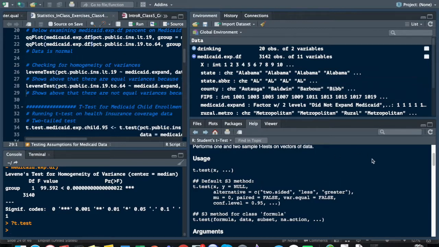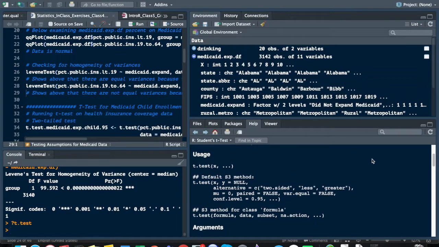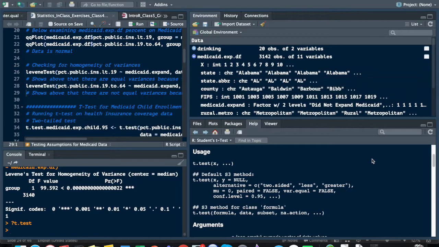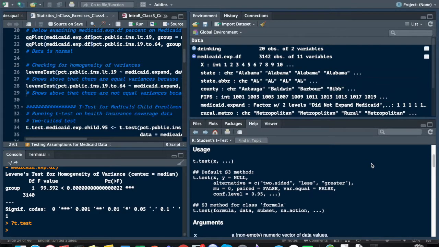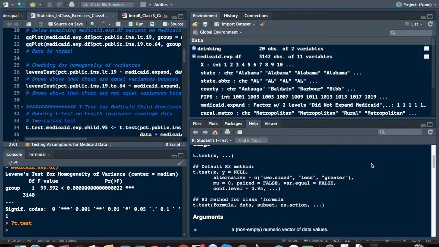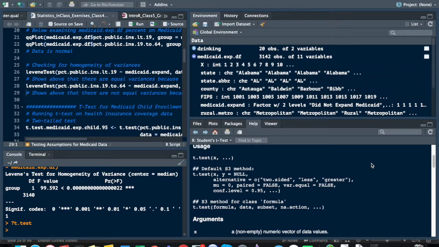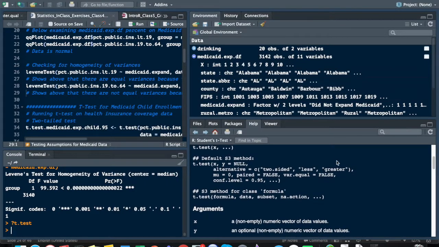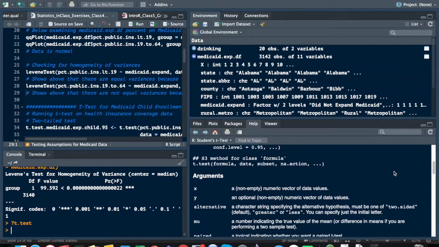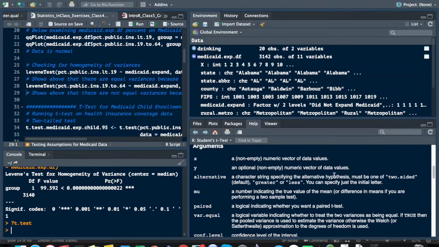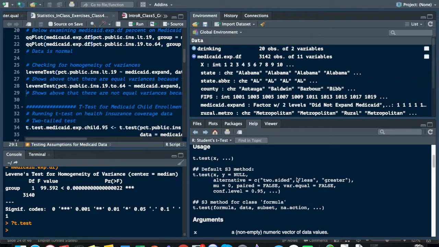You'll see why you might want to use y in a little bit. In this case, the default is NULL, or it doesn't have anything in the y value. So for the alternative, two-sided, less, greater, two-sided is the default. They usually write the default there. You would have to scroll down to see that. So if you didn't know what the default was, it would say either here or up here. You'll see var.equal and it has FALSE. That means the default is false.